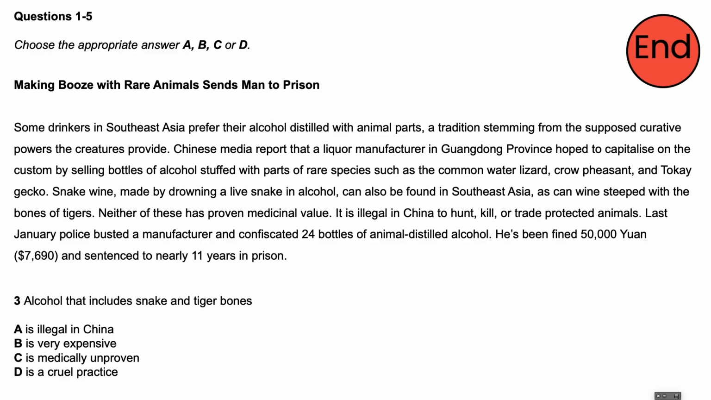So number 3 says, alcohol that includes snake and tiger bones, what? Is illegal in China, is very expensive, is medically unproven, or is a cruel practice? Now, it may be a cruel practice, but what we're doing is taking information from the text only. We're not using our own opinions here, or any of our own background information. We're just using what is found in the text in front of us.